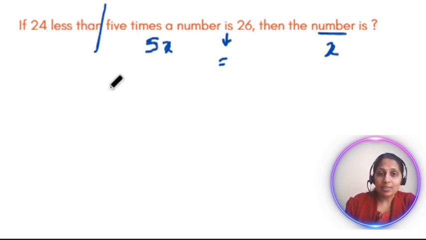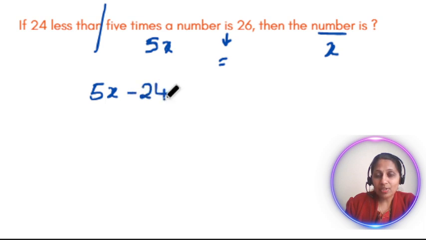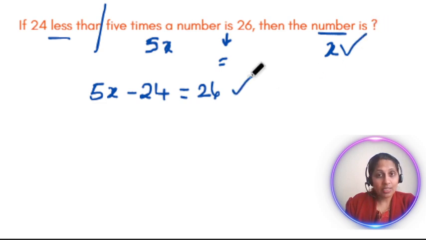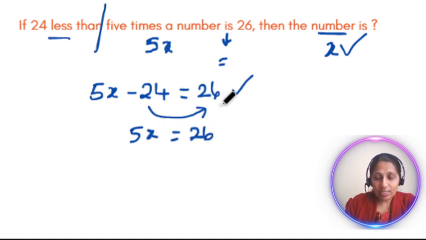24 less than this. So 5x, 24 less, so we subtract it. Always remember, less means you have to subtract. Is 26. Now we found the unknown. We found the mathematical statement. Now go for solving it using transposing method or balancing method. So now I'm taking this 24 to the other side. So 5x equals 26 is already there. Keep it as such. 24 goes to the other side. So it becomes plus 24.